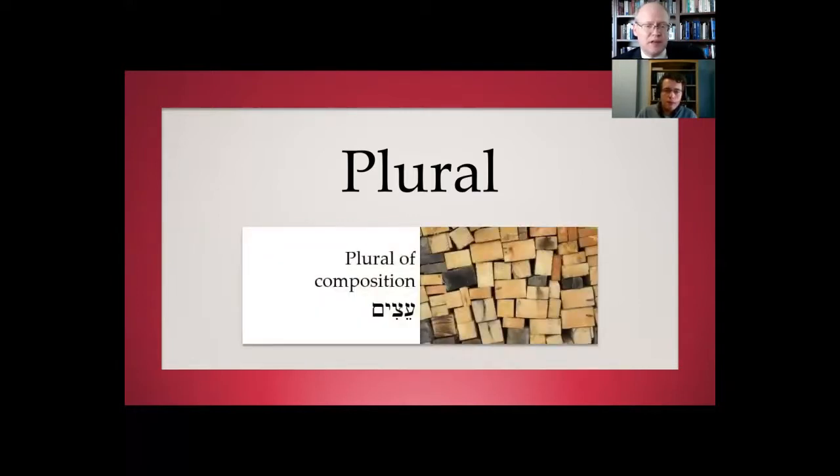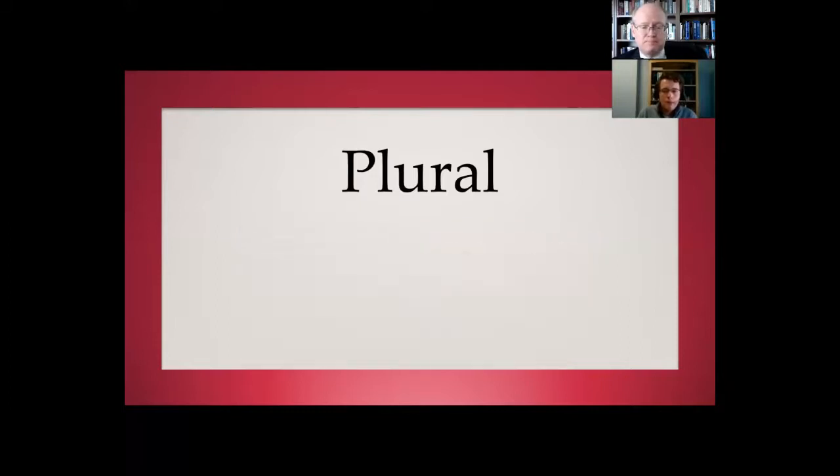We also see instances where a singular object is in a different form whenever it's in the plural. So ets means tree, etsim means pieces of wood, not necessarily trees. So you need to be alert to the fact that the referent may change from the singular to the plural, and the way to spot that is attention to the context.